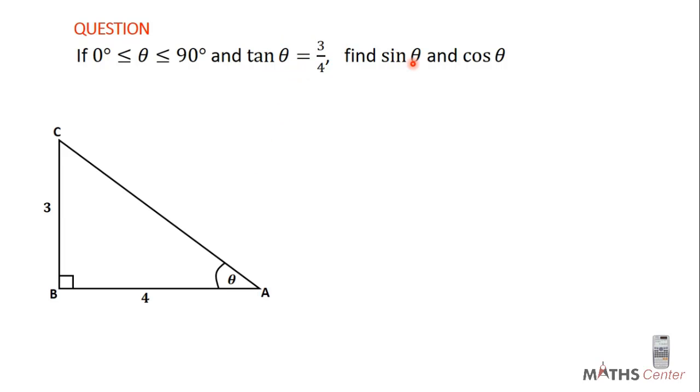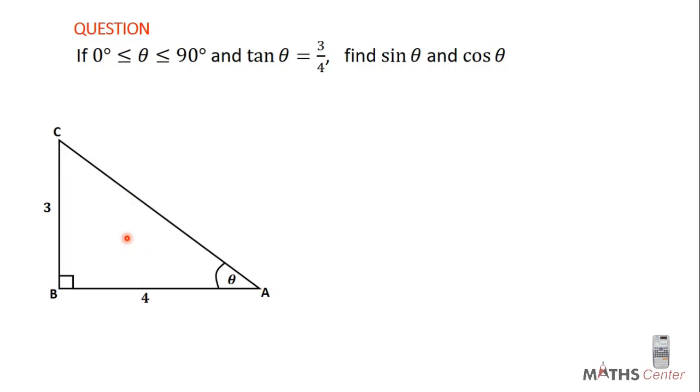We are looking for sine theta and cos theta. We know that sine theta is opposite over hypotenuse. So if we're able to find the hypotenuse, which is AC, we can find sine theta, and we can also find cos theta because cos theta is adjacent over hypotenuse. So that is exactly what we are going to do. We are going to find AC. We know AB, we know BC. We are looking for AC.